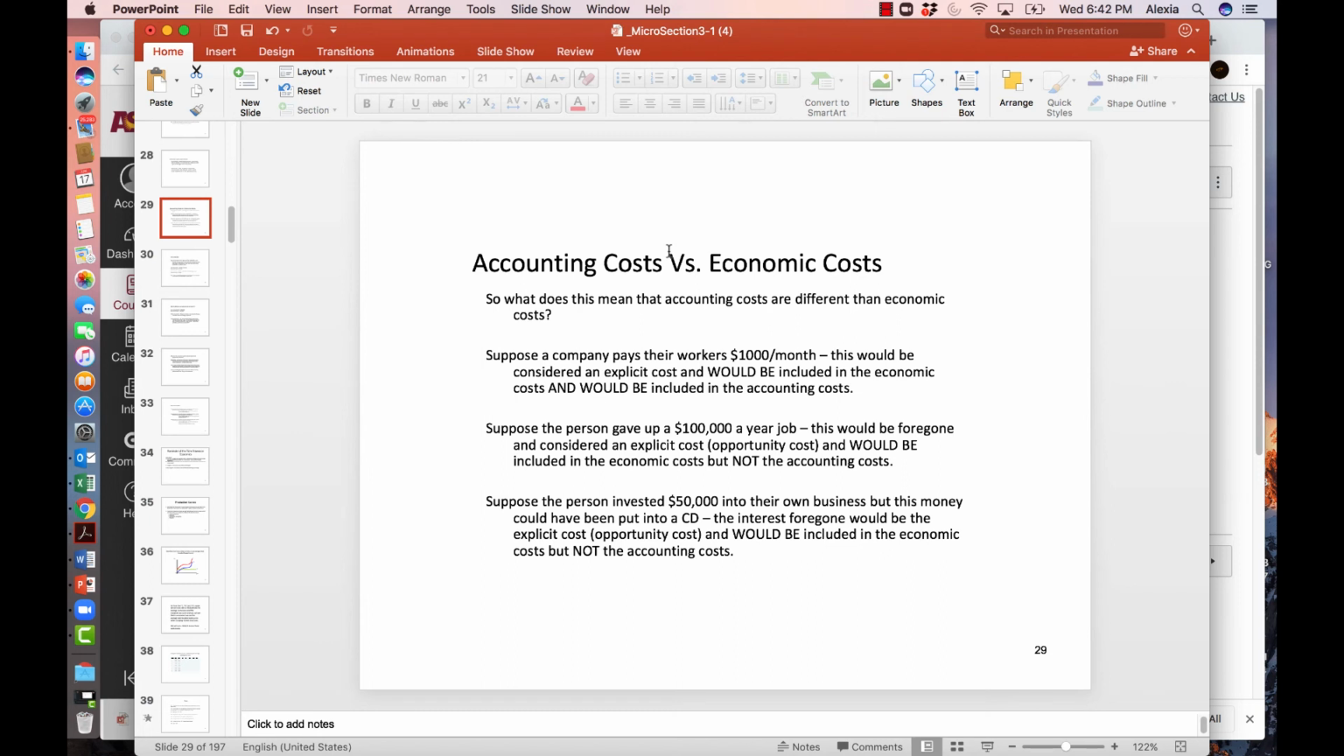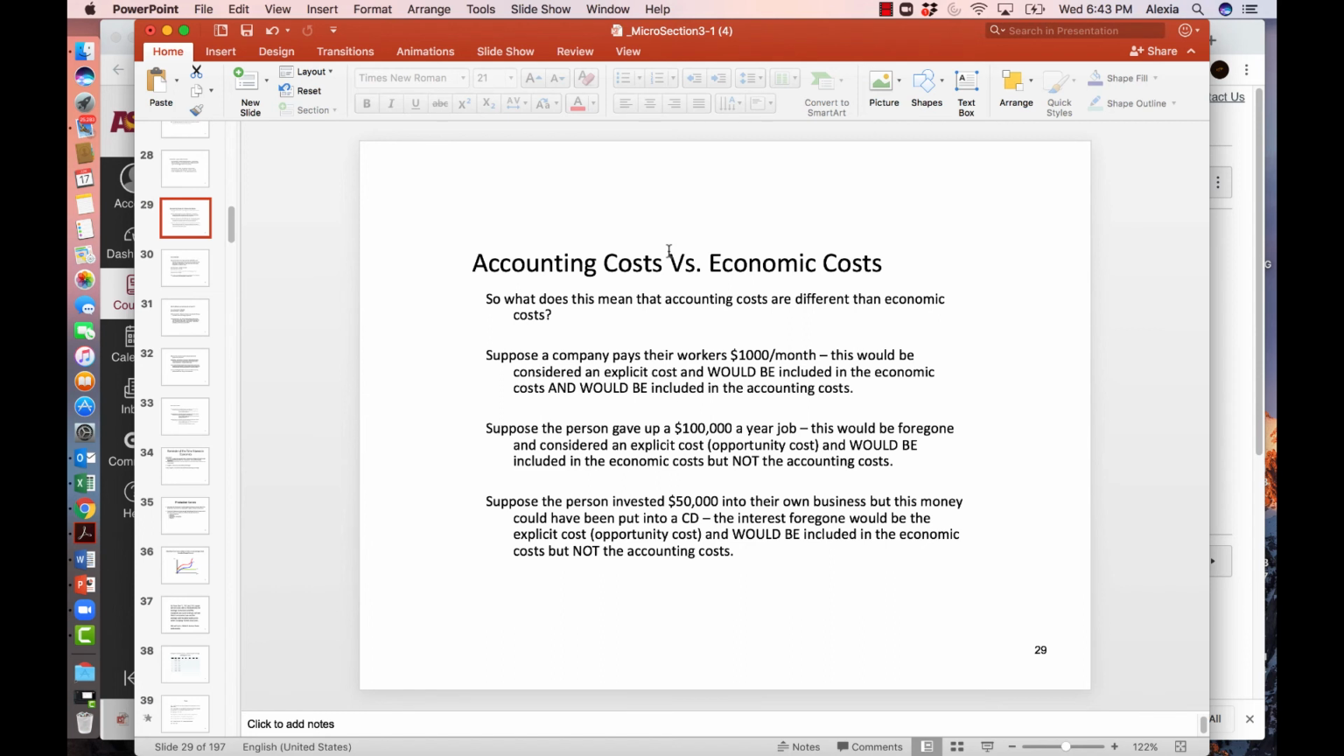In order to really look at this, we're going to just do an example. I've tried it so many different ways, and I really feel this is the easiest way. So if we were a company that pays their workers $1,000 a month, that's the cost to pay our employees. That's an explicit cost. So that would be included in economic costs, and it would be included in accounting costs, because you get this person working for you and you pay them something. It's explicit. Then we have this other kind of cost, which we call an implicit cost or an opportunity cost.